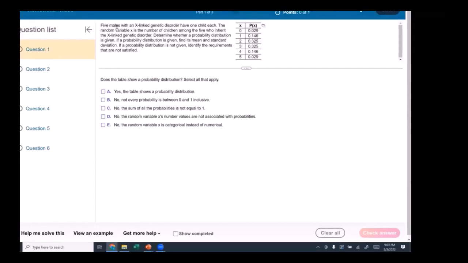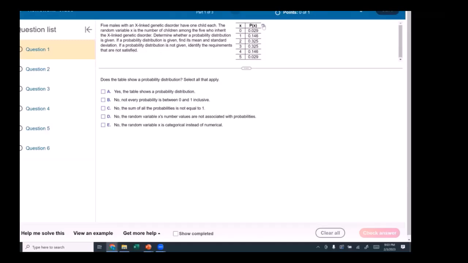Number 1. 5 males with an X-linked genetic disorder have one child each. The random variable X is the number of children among the 5 who inherit the X-linked genetic disorder. Out of 5, either 1, 2, 3, 4, or all 5. Determine whether a probability distribution is given. If a probability distribution is given, find its mean and standard deviation. If a probability distribution is not given, identify the requirements that are not satisfied.